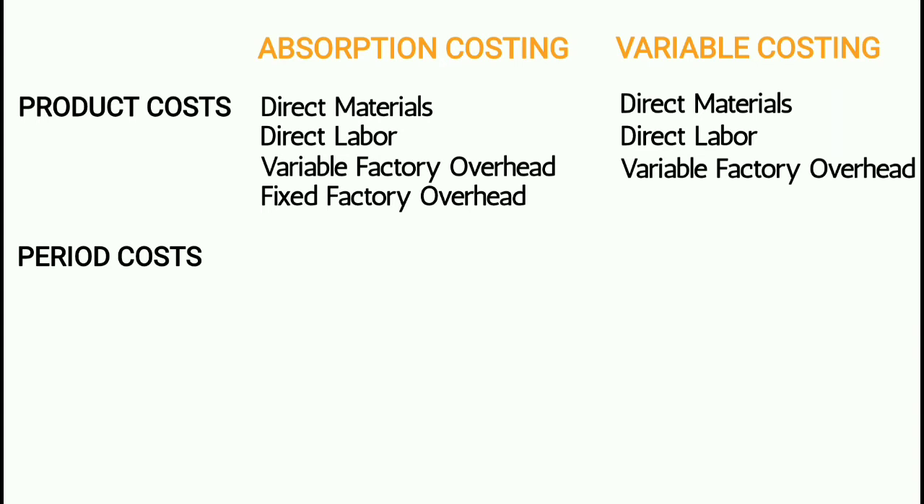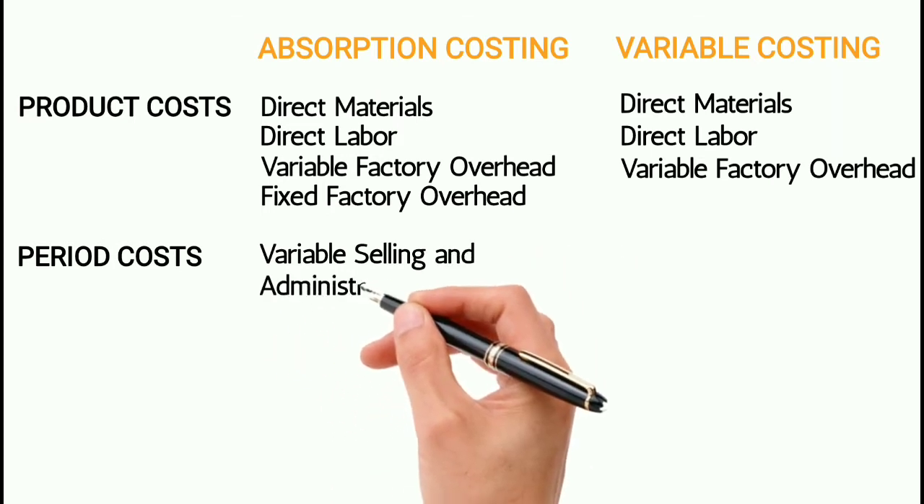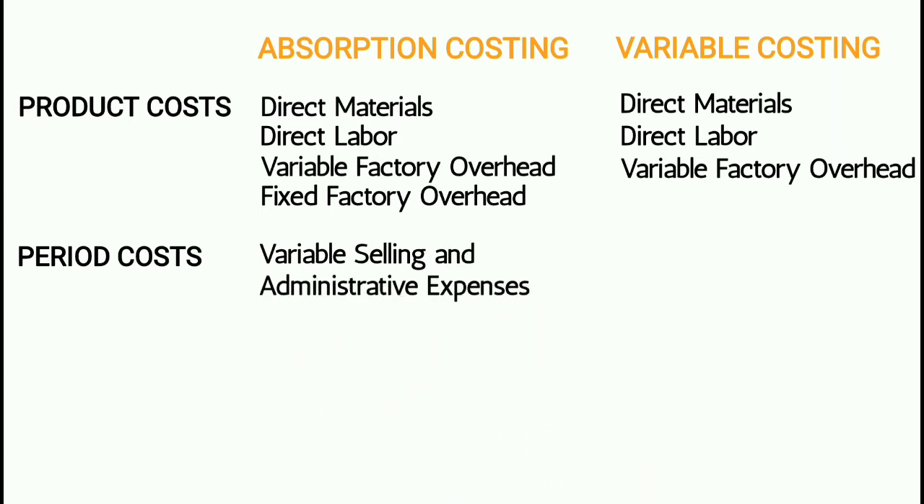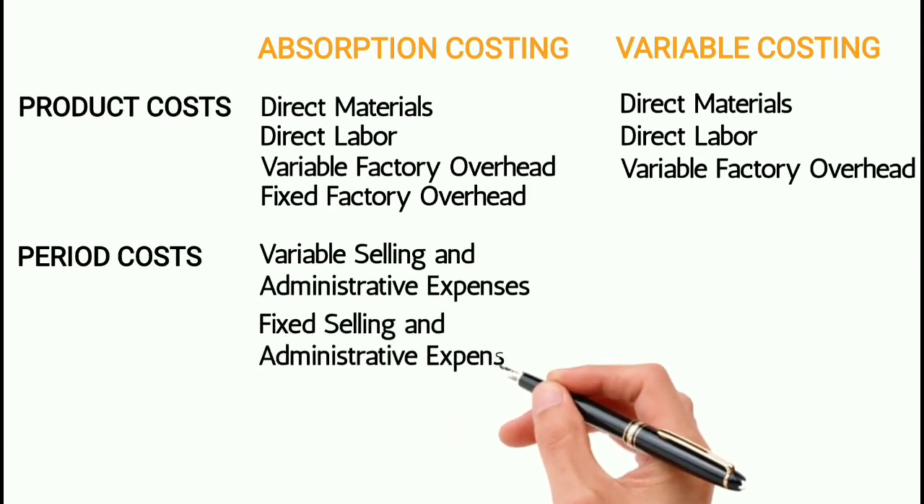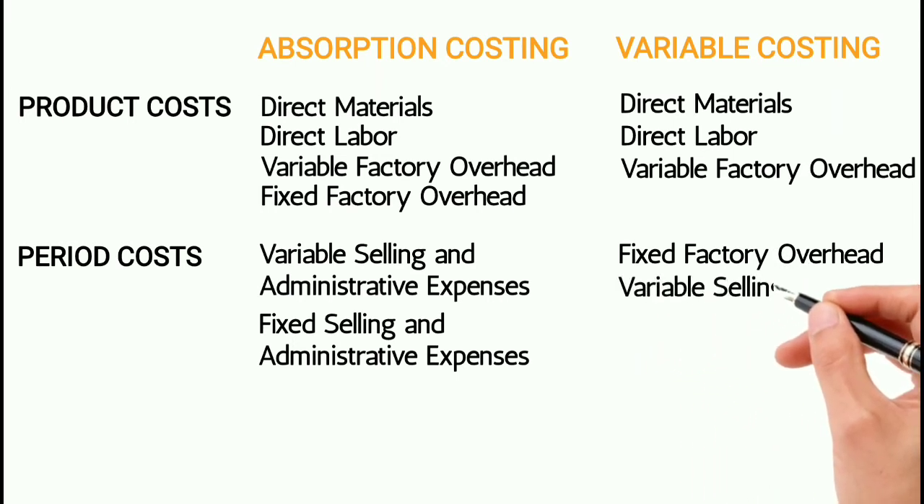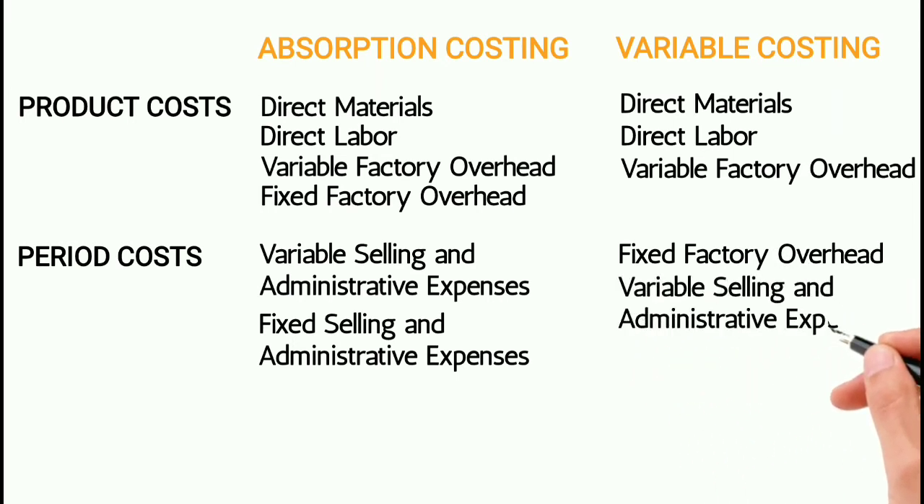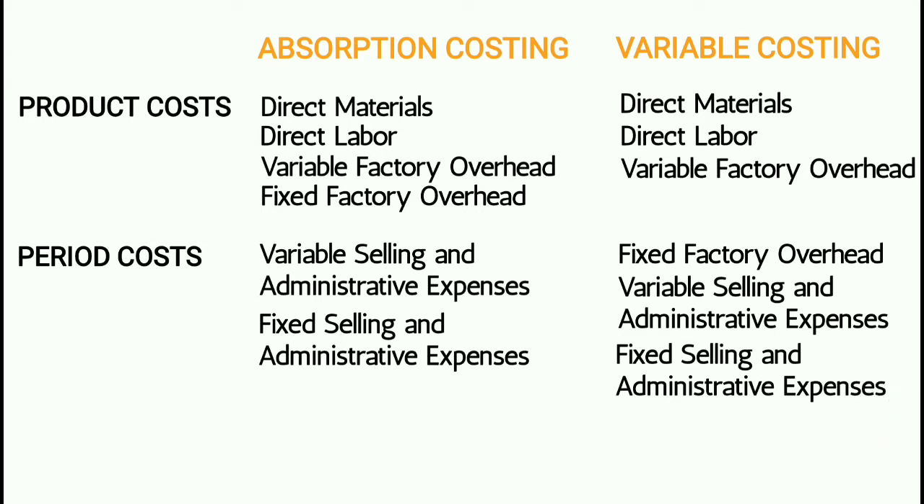Next, period costs. Ang period costs sa absorption costing ay variable selling and administrative expenses at fixed selling and administrative expenses. On the other hand, ang period costs sa variable costing ay fixed factory overhead, variable selling and administrative expenses, at fixed selling and administrative expenses.